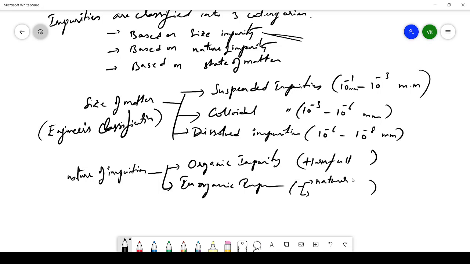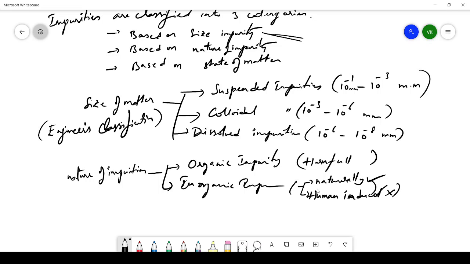If they are naturally present, like some good salts or good minerals, they are good for health, so they can be present in the water. They are not harmful. If the inorganic impurities present in the water are human induced, then such impurities should be removed. They are harmful for human beings.